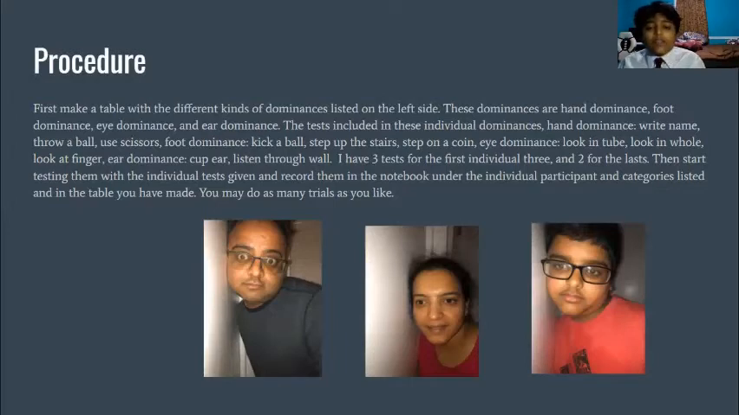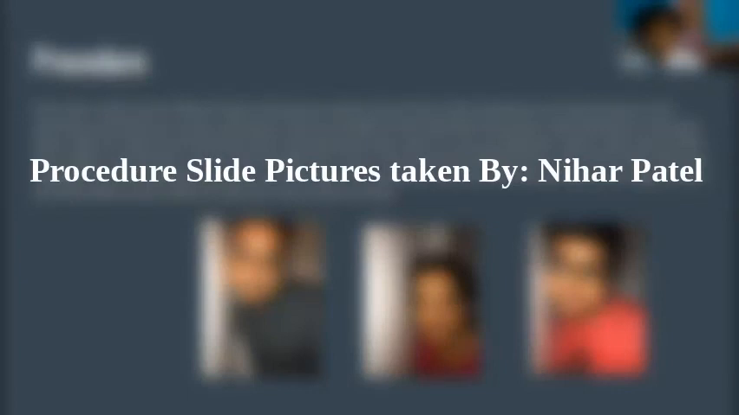I have 3 tests for the first three and 2 for the last. Then start testing them with the individual tests given and record the results in the notebook under the individual participants and categories listed, and in the table that you have made. You may do as many trials as you like.